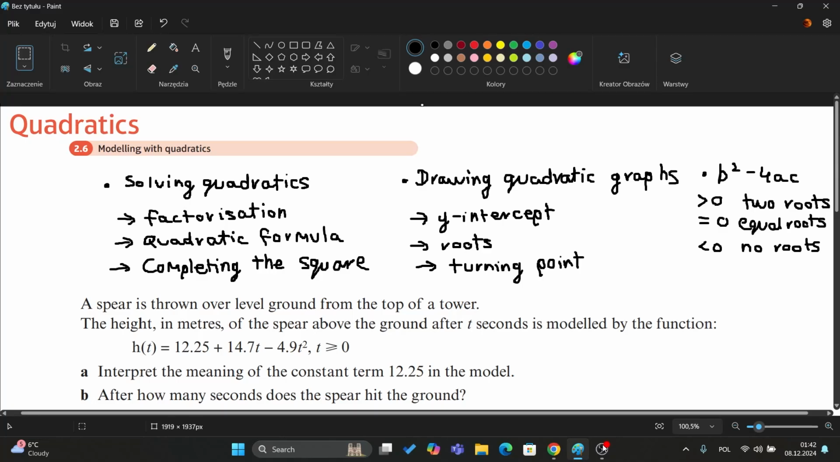Hello and welcome to the last topic of Quadratics, which is modeling with Quadratics. We're going to use all of our skills that we've learned for solving Quadratics, drawing quadratic graphs, and knowing the delta, which is b squared minus 4ac, to solve real life problems.